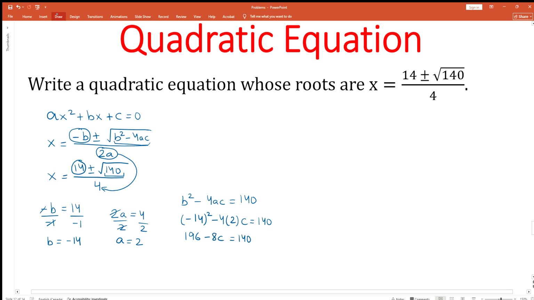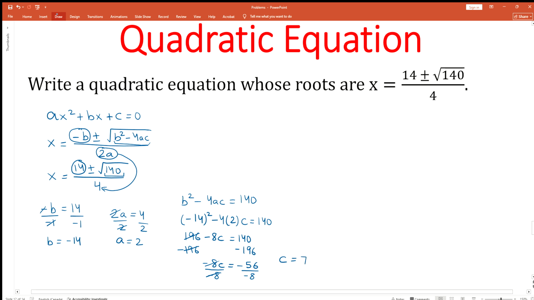We should isolate c on the left side of the equation. We should subtract 196 from both sides. 140 minus 196 is equal to negative 56. Next, we should divide both sides by negative 8. Negative 56 divided by negative 8 is equal to 7. So the value of c is 7.